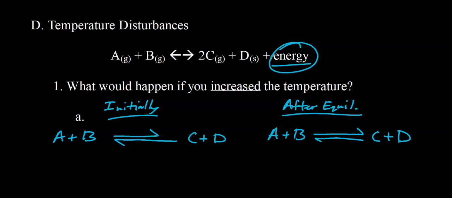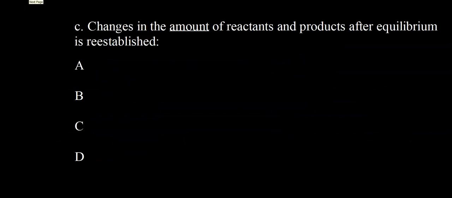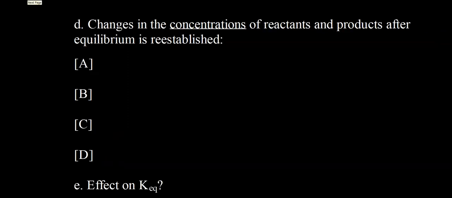So if the equilibrium shifts to the right, what effect does that have on the amounts of A and B? They both decrease. The amounts of C and D both increase. Can't make more C without making more D. Changes in concentration: A and B go down, C goes up, D is not affected since it's still a solid.